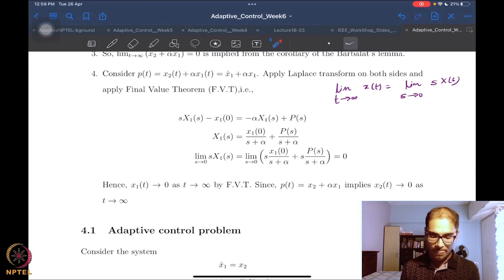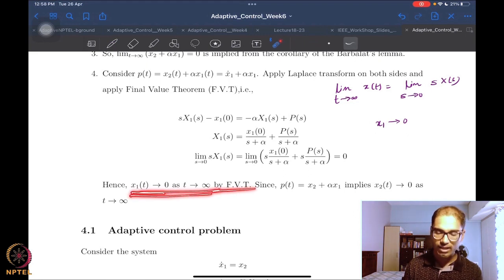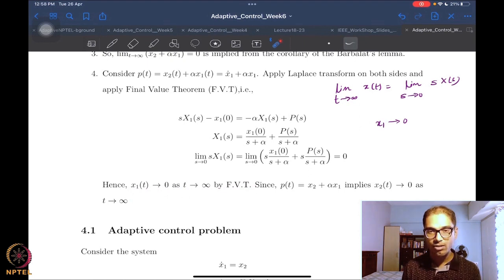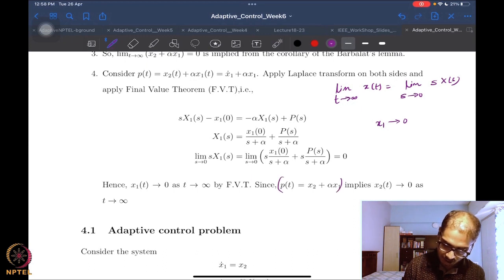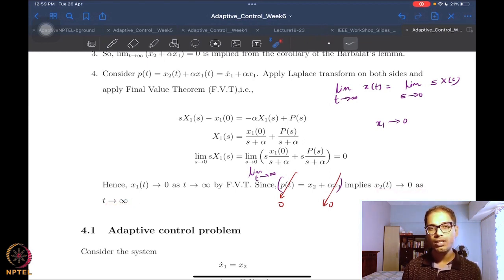So what we have shown is that x1 in fact goes to 0 as t goes to infinity, by the final value theorem. Further, we already know p goes to 0 as t goes to infinity, and p is x2 plus alpha x1. Now if I take the limit as t goes to infinity on both sides of this, what do I know? I know that this guy is going to 0, and this guy is going to 0. Therefore, x2 has to go to 0 as t goes to infinity. There is no two ways about that.